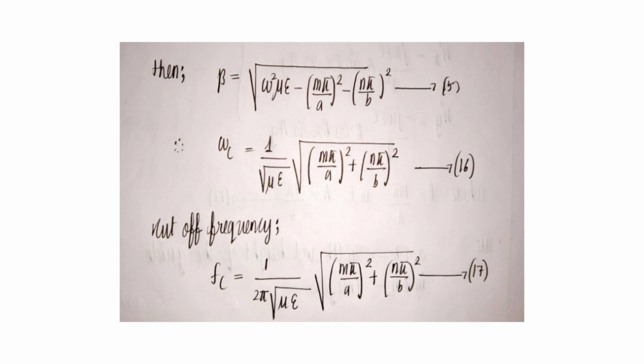Now phase shift along the tube. If the frequency is increased, ω will be greater than ωc. Then β = √(ω²με − (mπ/a)² − (nπ/b)²). Also ωc = (1/√με)·√((mπ/a)² + (nπ/b)²). Here we get the equation for cutoff frequency fc = (1/2π√με)·√((mπ/a)² + (nπ/b)²). The cutoff wavelength λc = 2π/√((mπ/a)² + (nπ/b)²). So, fc × λc = v0.